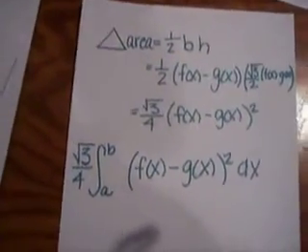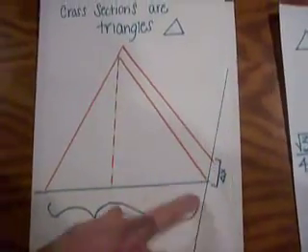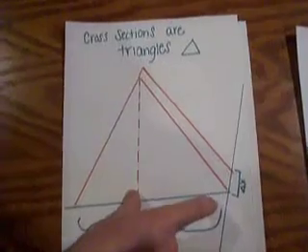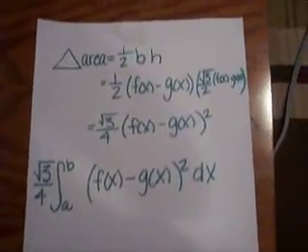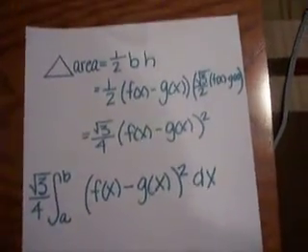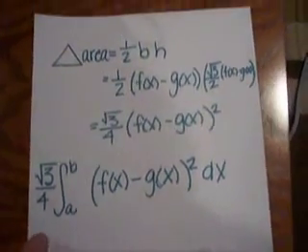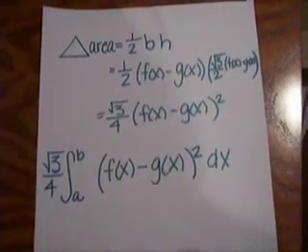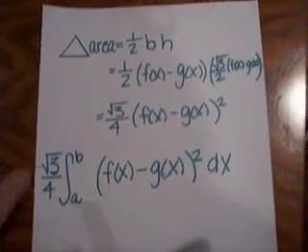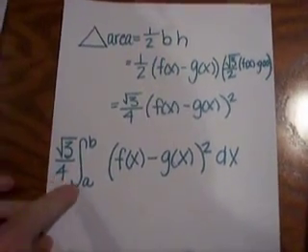Now that we know the area of the face of the cross-section, we can find its volume by multiplying the area of its face by its depth, delta x. Now we can use the volume of one cross-section to find the total volume of our solid. We need to add up the volumes of all the cross-sections from point A to point B. This process is also known as integration. We are going to integrate our newly formed function, √3 over 4 times (f of x minus g of x) squared, along the x-axis from point A to point B.